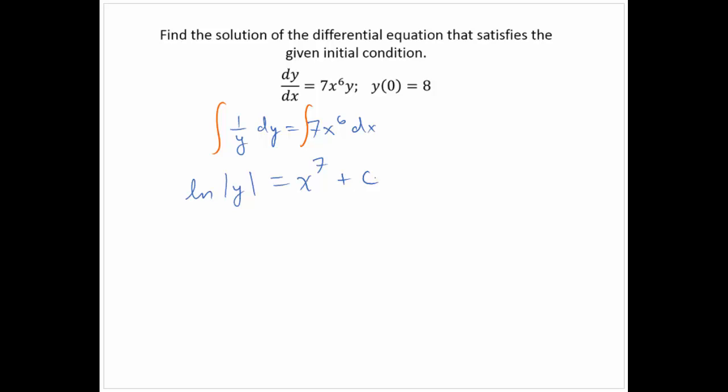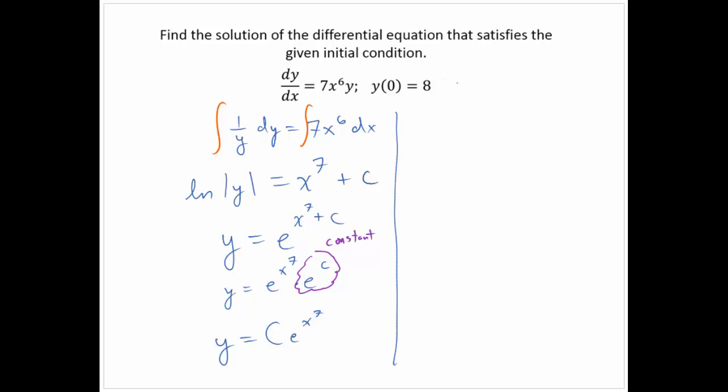Now, in this case, I can easily solve for y by exponentiating. And we'll not worry about the absolute value here. I can write y is equal to e to the x to the 7th plus c. And remember, that means y equals e to the x to the 7th times e to the c. And e to the c is a constant multiplier. So what we would usually write here is y equals some constant times e to the x to the 7th.